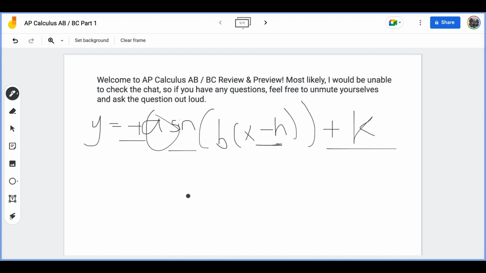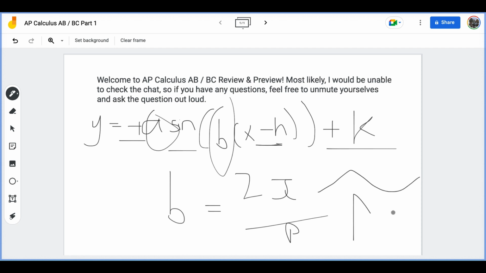A is the amplitude, so that's the distance above the midline that the maximum is, which is also the same distance below the midline that the minimum is. And finally, we have b, which represents the period. B is always going to be equal to 2 pi over the period. The period is the distance between two maximum points or between two minimum points. And the larger the period, the more spread out the graph is. So this would be a larger period, while this would be a shorter period.